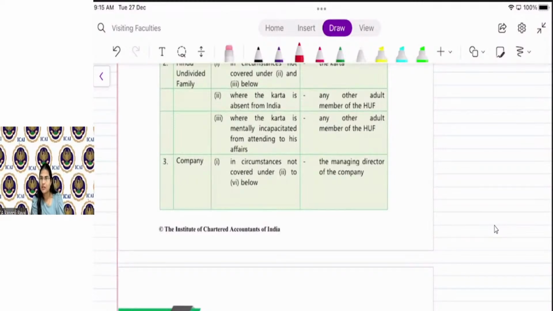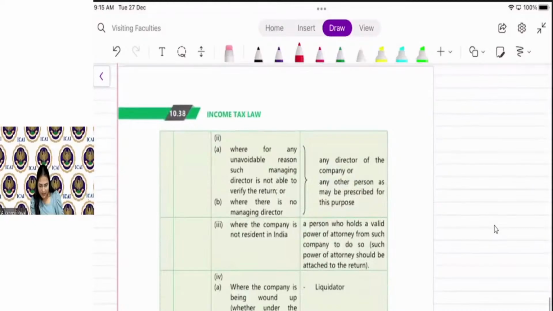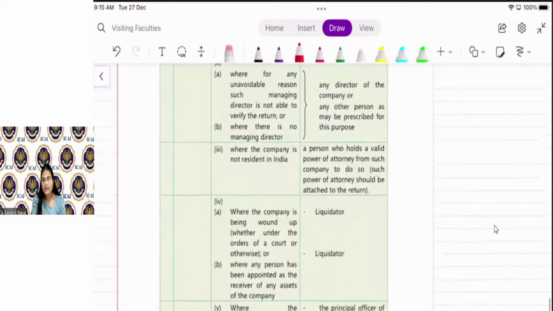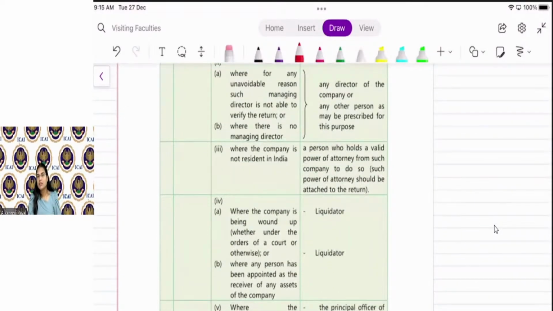Company. Normally, the managing director of the company is required to sign the return of the company. Where for any unavoidable reason the managing director is not able to verify the return or there is no managing director, then any other director of the company or any other authorized person can sign the return. Where the company is not resident in India, then the person who holds a valid power of attorney can sign the return.